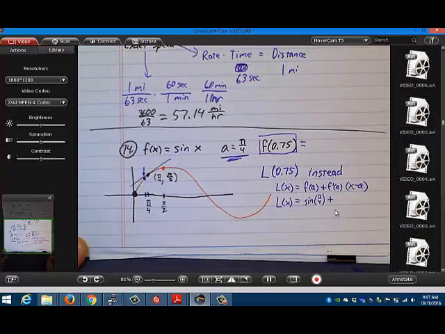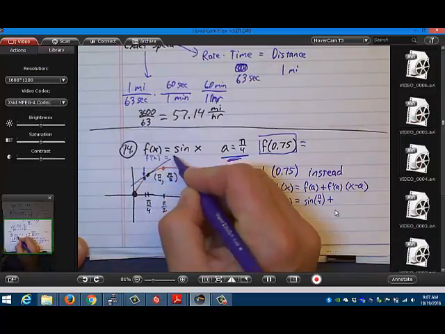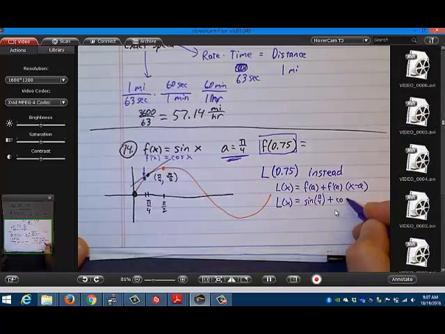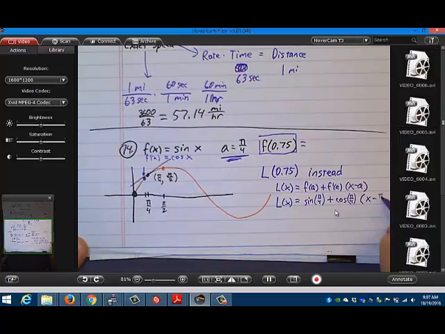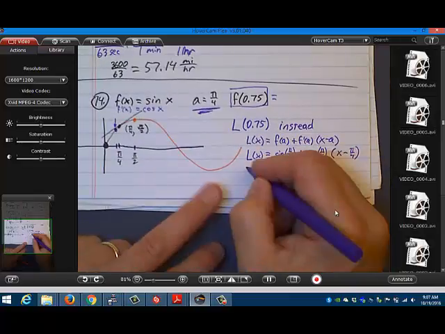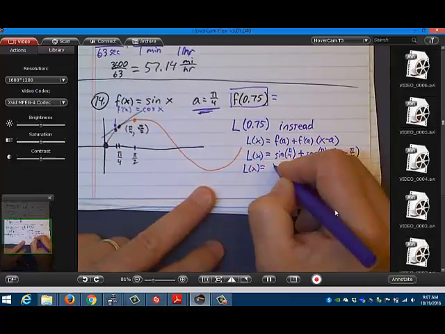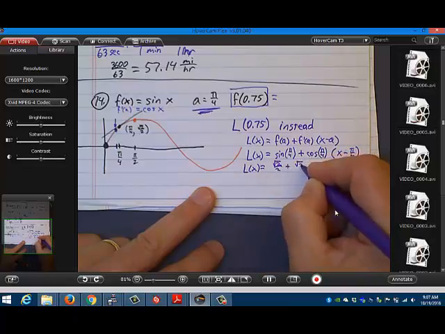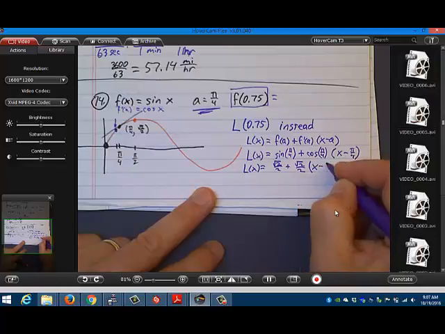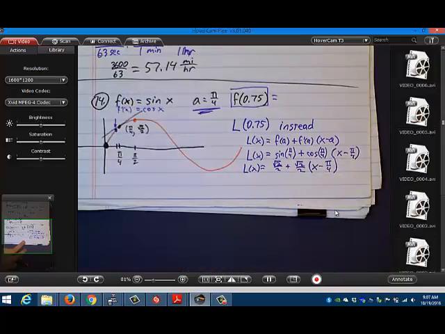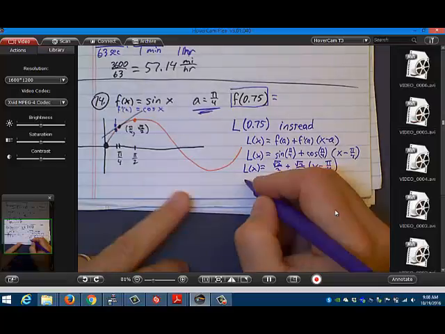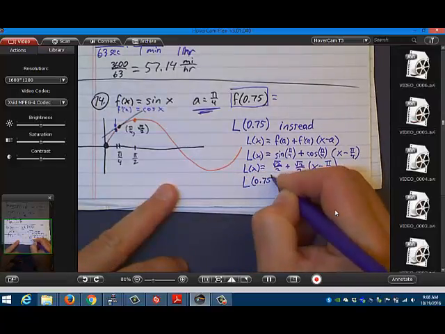Plus, and then it says f prime of a, but I just gave away what to do. Because what is f prime of x? Cosine of x, right? So we need the cosine of pi over 4, which we also know. And then we need x minus pi over 4. Okay? So if I continue to work, L of x is the square root of 2 over 2 plus the square root of 2 over 2 times x minus pi over 4. And now I'm ready to compute L of 0.75.